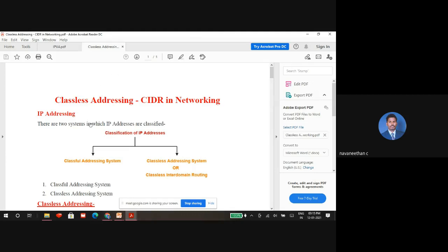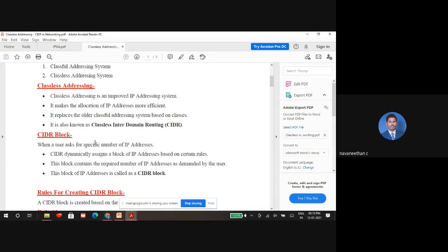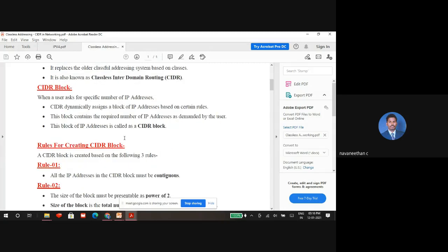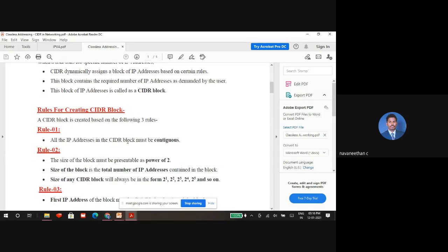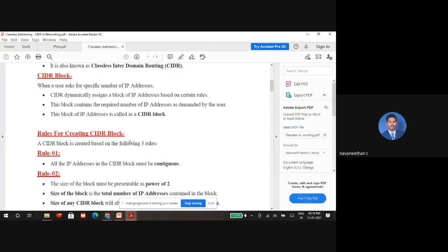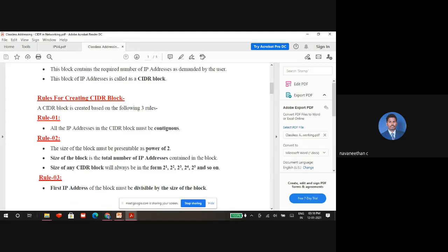Okay, fine. Classless addressing is an improved IP addressing system. It makes the allocation of IP addresses more efficient. It replaces the older system that depended upon classes. That's why we name this CIDR, classless interdomain routing. And we are creating more blocks here. So how do we create CIDR blocks? I framed certain rules here. Only 3 rules are applicable, and with this we'll go for one simple problem.